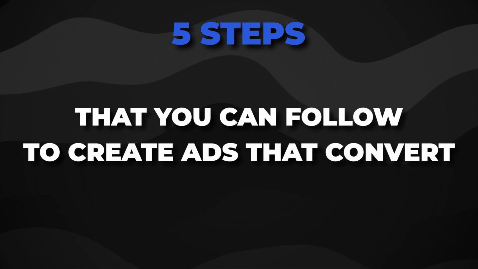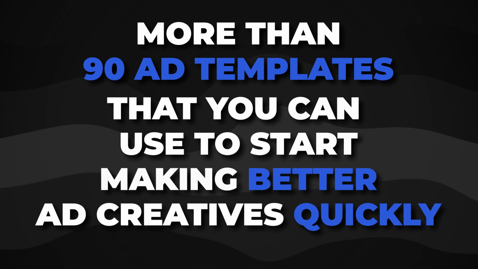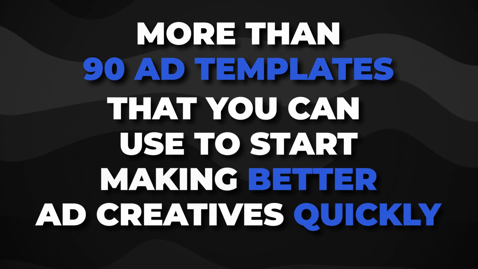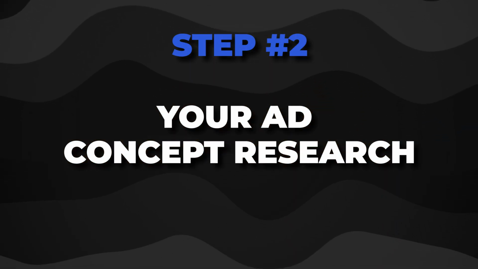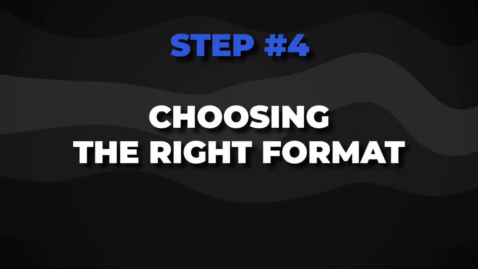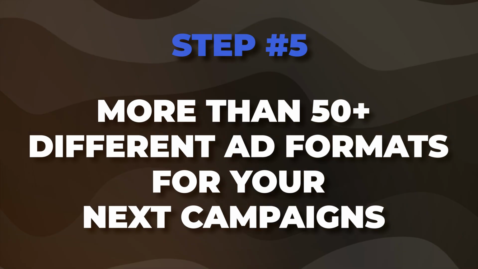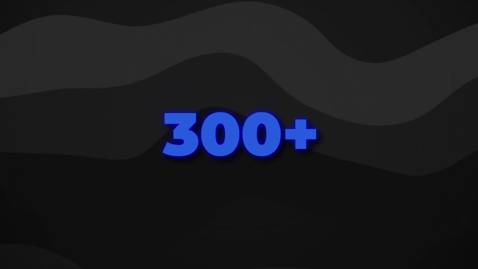Now, in this video, we'll be diving into the 5 steps that you can follow to create ads that convert, plus leaving you with more than 90 ad templates that you can use to start making better ad creatives quickly and today. These 5 steps include step 1, creating your brand persona. Step 2, your ad concept research. Step 3, running A/B testing for ad creatives. And step 4, choosing the right format. And lastly, giving you guys more than 50 different ad formats for your next campaigns to try out, and then how you can use those different ad formats to help you make more than 300 ad creatives for performance every single month the easiest way possible.